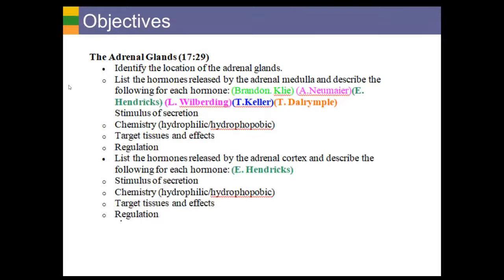All right, the adrenal glands. Specifically, several of you had questions about the hormones released by the adrenal medulla, which are epinephrine and norepinephrine. And there was one question about the adrenal cortex. What I would say is that due to lack of time, if you have a question about the adrenal cortex specifically, let's talk about it at the end of the class today. So I'm going to focus specifically on this learning objective here.